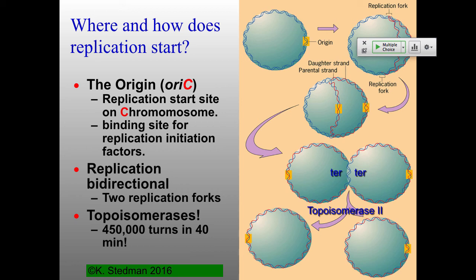So the question here basically is, if you get rid of one of the origins of replication, can it actually use another one? In many cases, really no. It's very hard for E. coli to do that. On the other hand, eukaryotes are really good at using alternate origins of replication.